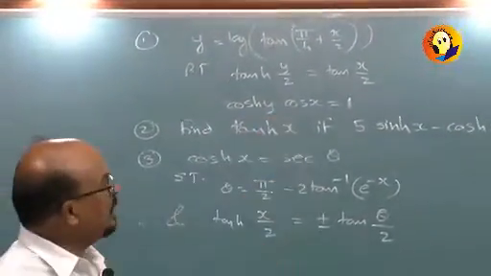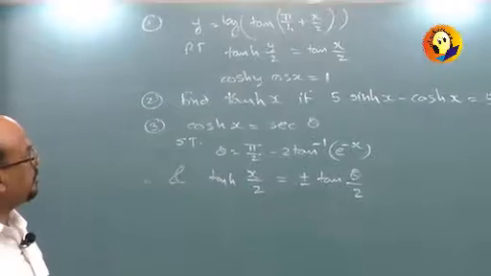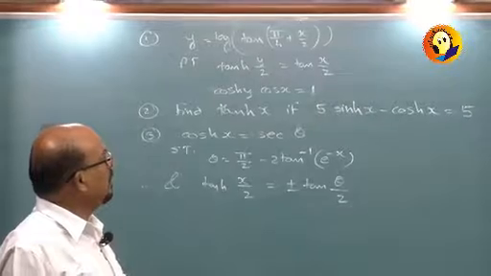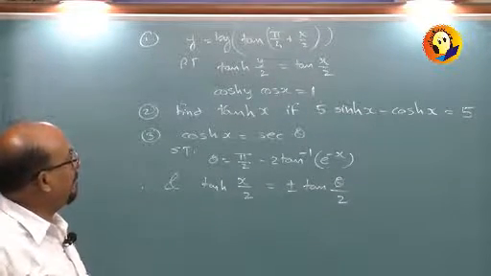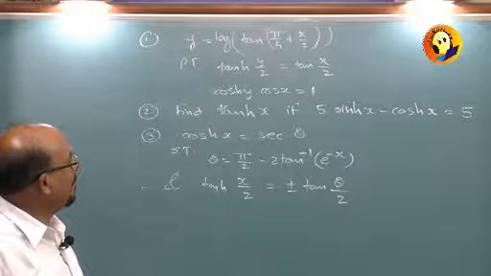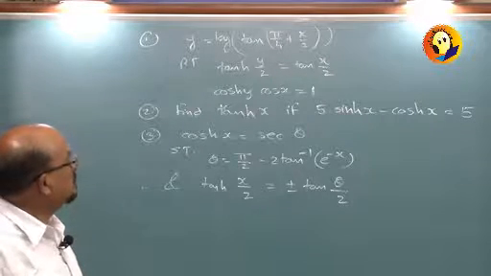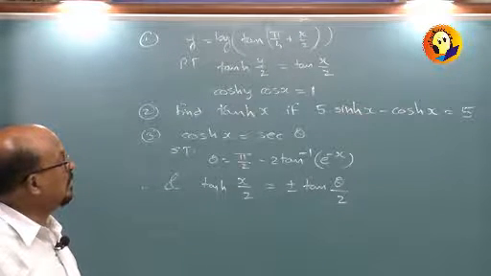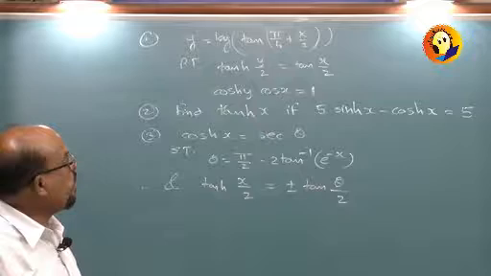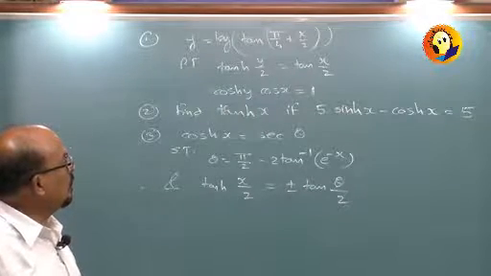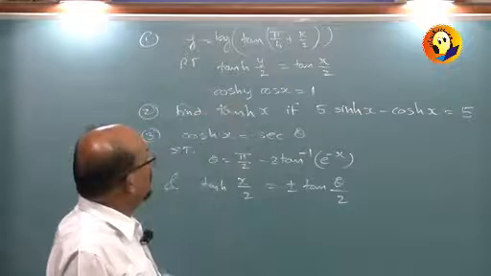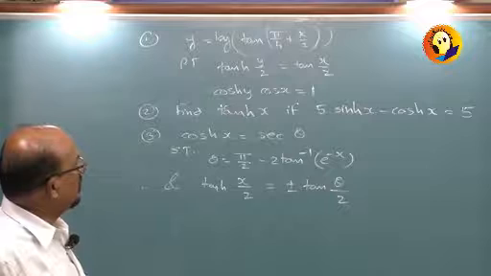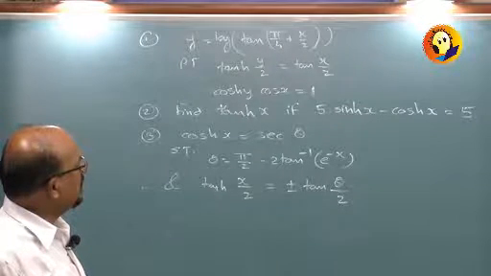How do we do the second one? It is, if we divide by, this was okay. Divide by cos x.